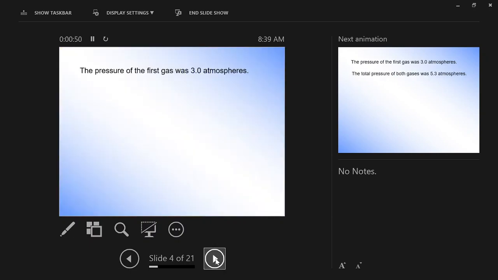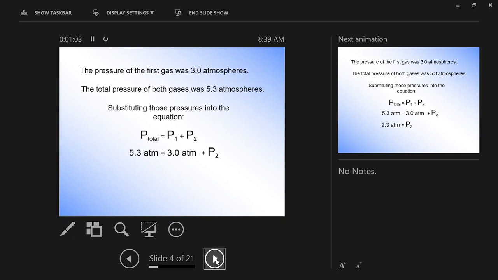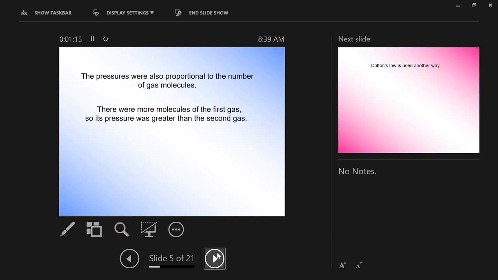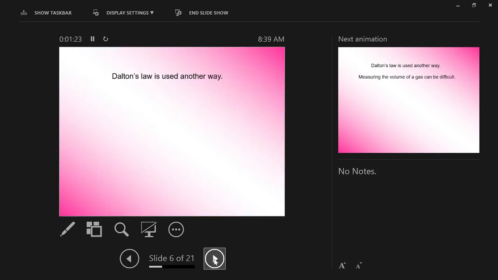Pressure of the first gas was 3 atmospheres. The total pressure was 5.3 atmospheres. What was the pressure of the blue gas? 2.3. Yes, indeed. Okay, so there's our equation. We substitute those in and we get our pressure. The pressures were also directly proportional to the number of gas molecules. There were more molecules of the first gas, so that's why its pressure was greater than that of the second gas.